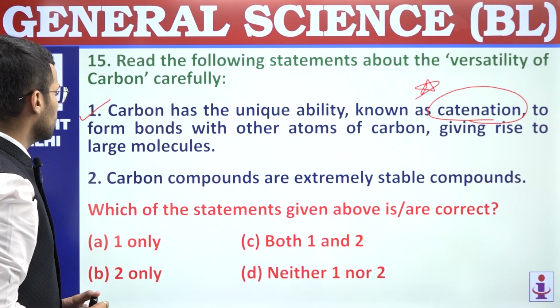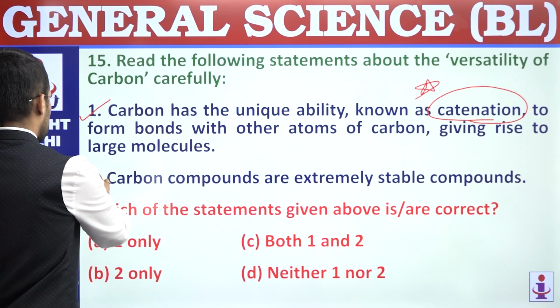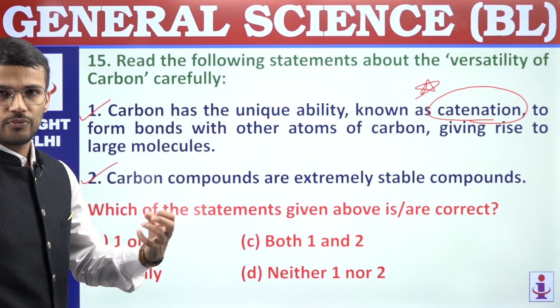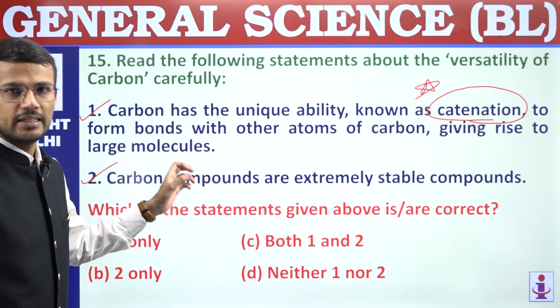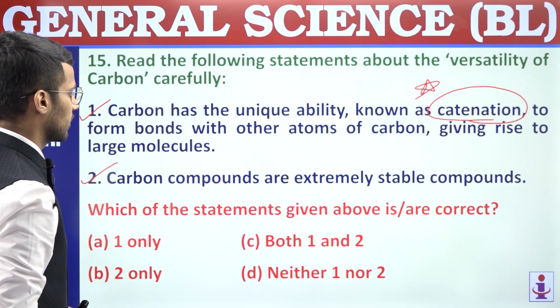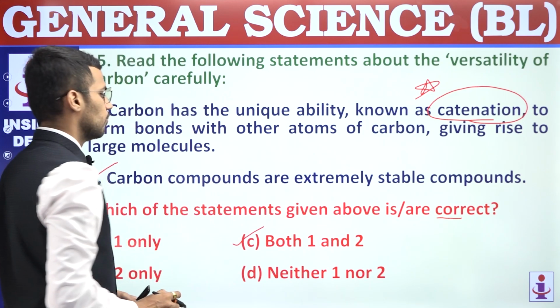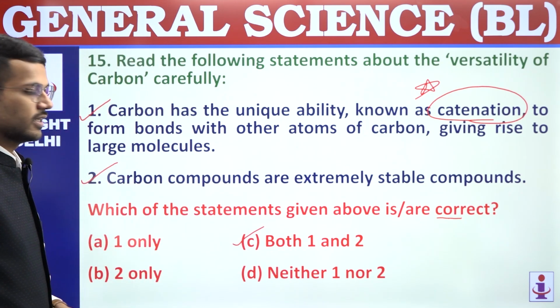Second, carbon compounds are extremely stable compounds. Because of this property of catenation, where they are able to bond with other atoms of carbon, they are extremely stable compounds. So both these statements are correct. We are supposed to find out correct statements only. Answer is C, both 1 and 2. That means question number 15, answer is C.